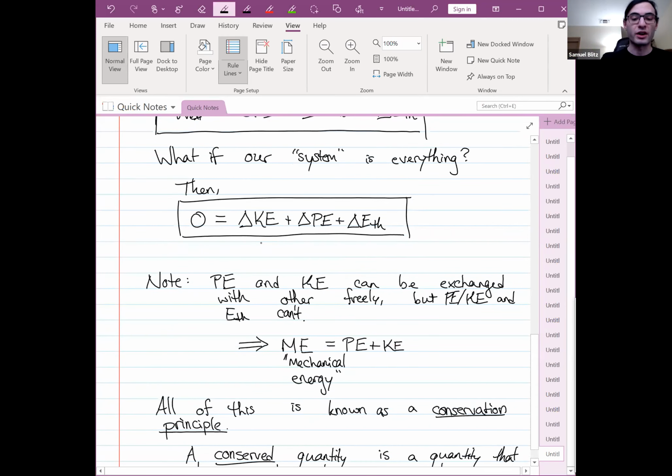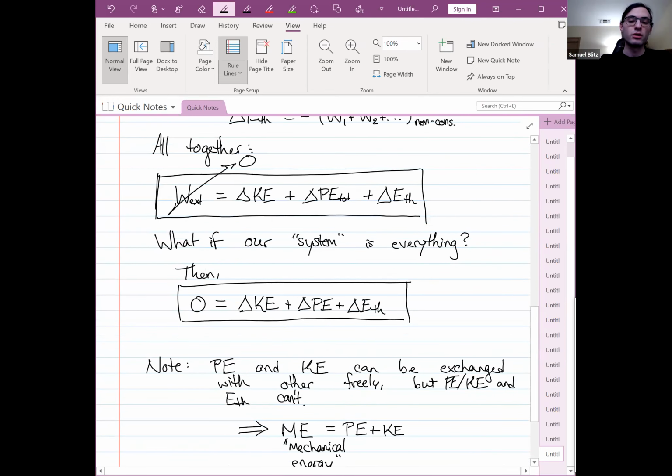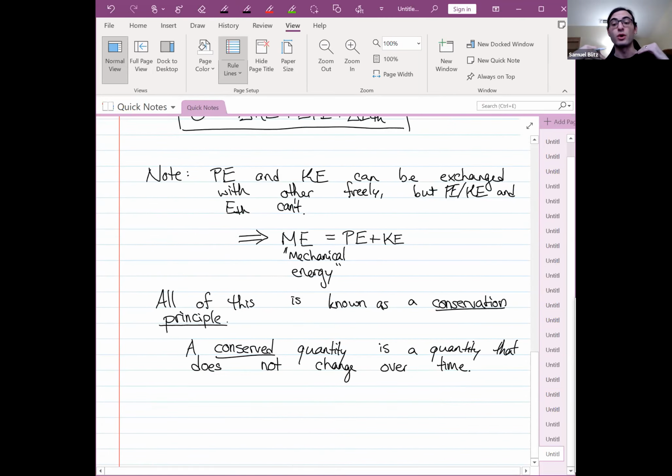You have the total energy, kinetic energy, potential energy, and thermal energy of a system. And so long as there's no extra energy coming into the system via work, as long as the external work is 0, then those things have to change so that the total amount of those things is always the same. If one goes up, the other one has to go down. If delta KE is positive, delta PE or delta E thermal have to be negative, just to make sure that the total number is the same.